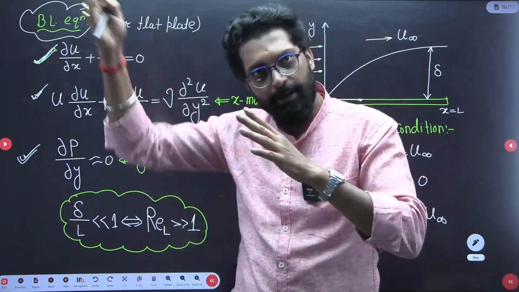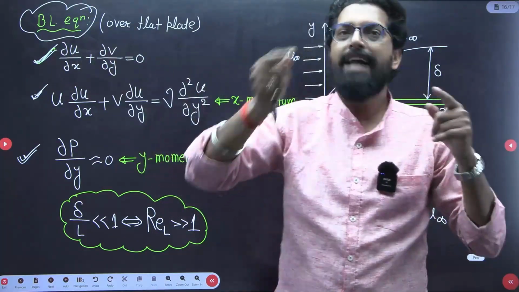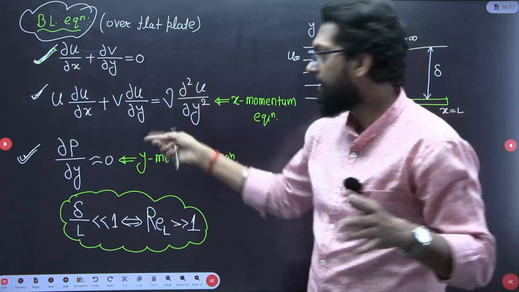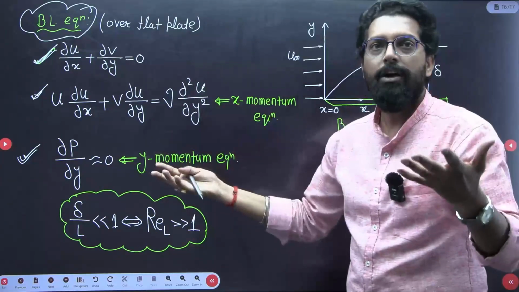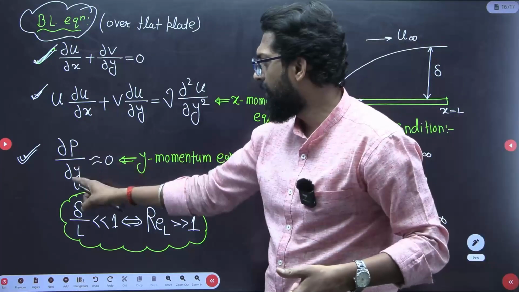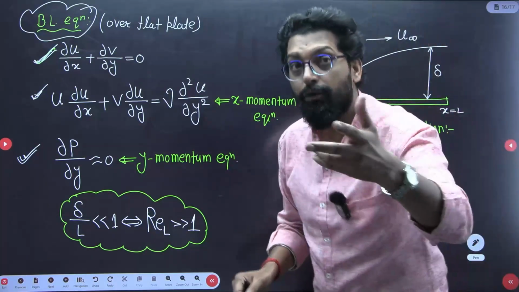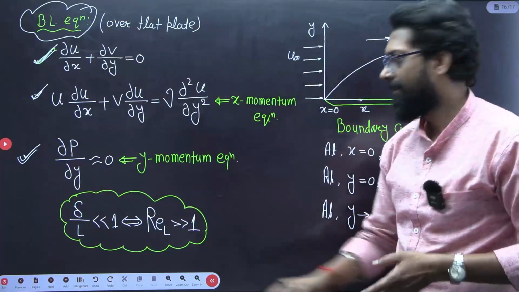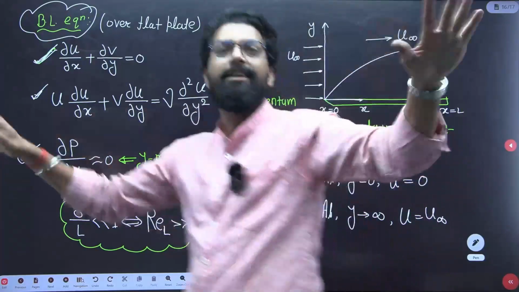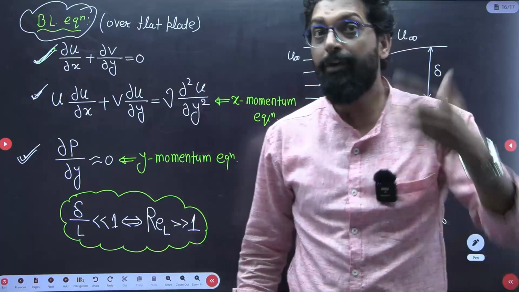That's it. Someone says that the other term is negligible. That means the pressure change dp over dx is negligible, and also the axial diffusion term is neglected compared to the transverse diffusion term. That is okay. Third one is the y momentum equation. What is the y momentum equation of the boundary layer? Dp over dy is equal to 0. And fourth question, under which condition is this equation valid? Delta by L is much less than 1, and the average Reynolds number over the entire plate is much higher.